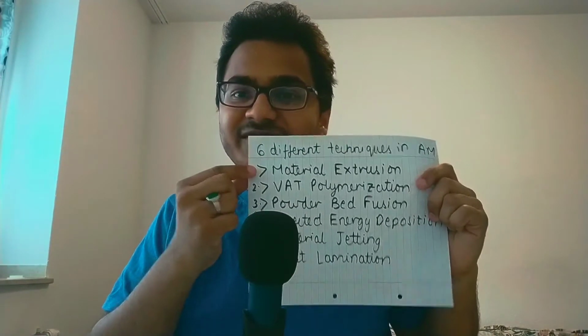Today we are going to discuss the first of the 6 different techniques, material extrusion. Material extrusion is interesting because it is the most widely used additive manufacturing technology and is often the first technology to which normal people are exposed. And by normal people, I mean the people who are not engineers, or maybe not additive manufacturing engineers in particular.